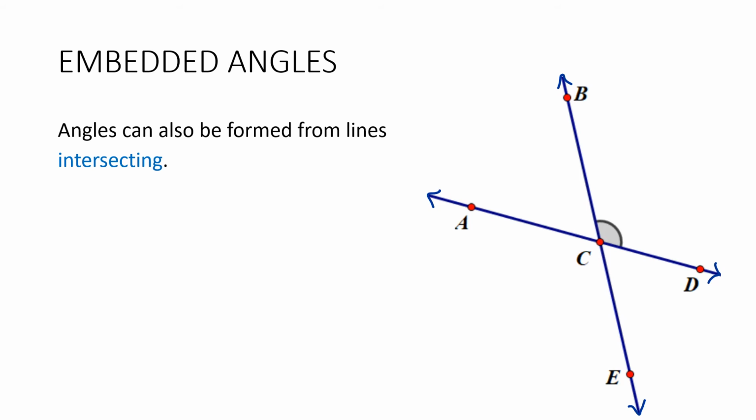Angles can also be formed from lines intersecting one another. That means to cut across. So you can see here that 4 angles have been formed when these lines cross one another.